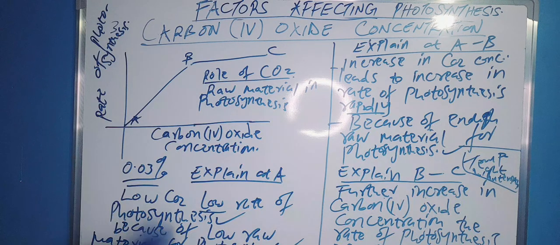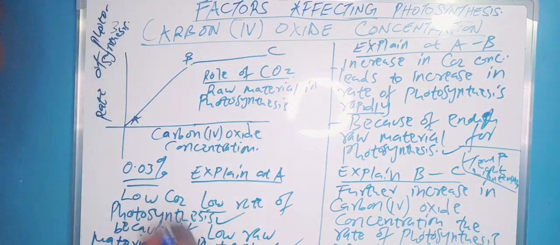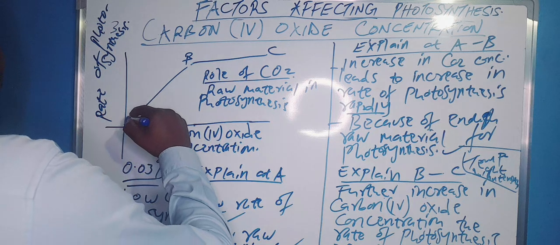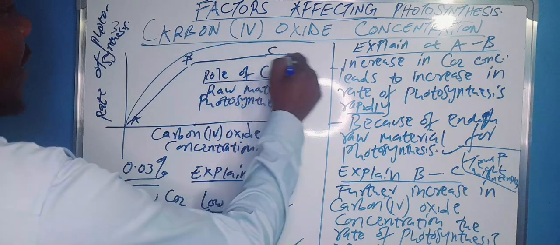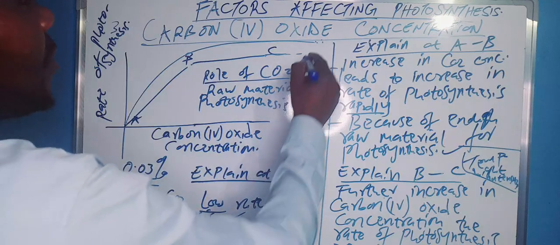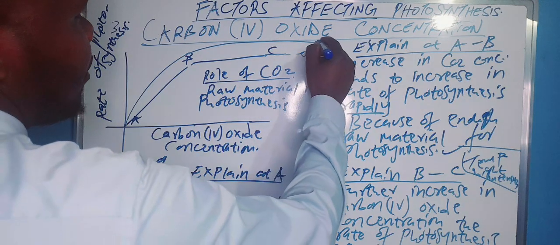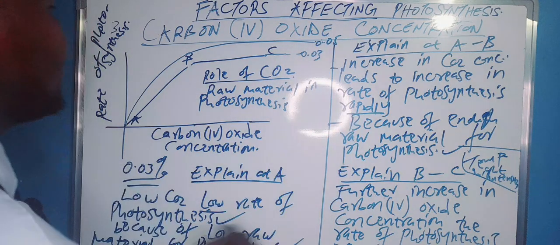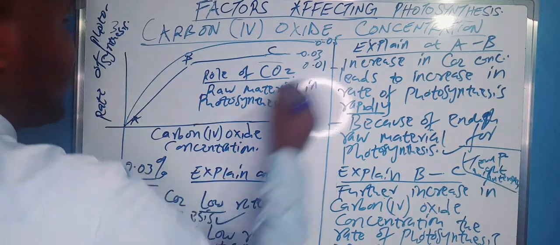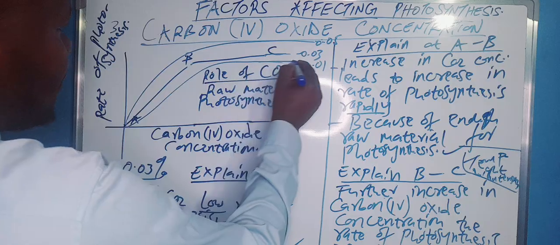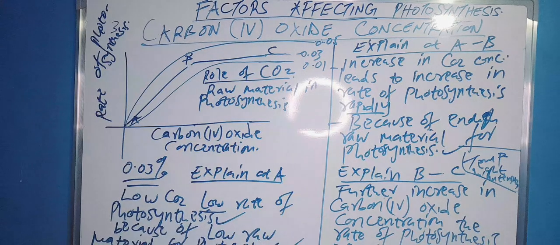So I'm saying you might be told to use a sketch in case we increase our carbon dioxide concentration to 0.05. So what will happen? It will be a bit higher when it's 0.05. So here is 0.03, this one is at 0.05. When we reduce again, it will just be down, let's say 0.01. So it will have a curve like this one. That is what we are speaking about when we're explaining this one.